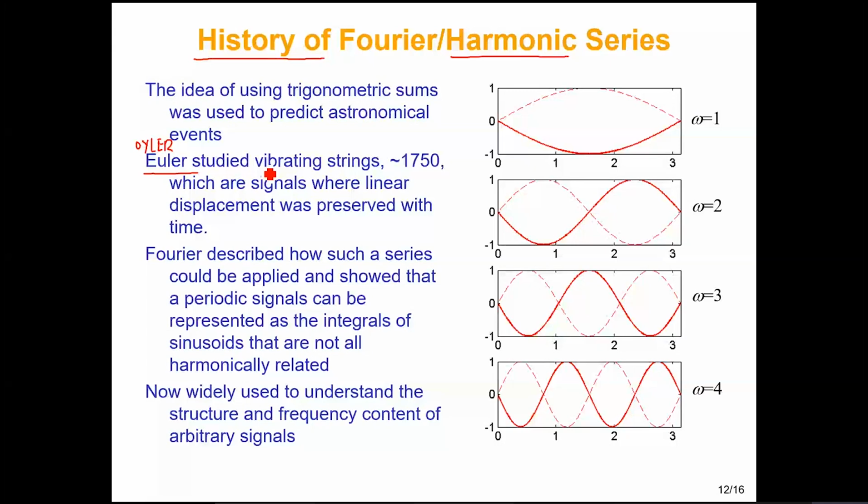And these multiples of the frequencies are basically what is known as harmonics. This concept of harmonics was picked up by Fourier and used in describing a particular series, which is known as the Fourier series. So Fourier described how such a series of harmonics could be applied and showed that a periodic signal can be represented as a sum of sinusoids that are harmonically related. So this is what Fourier actually did.